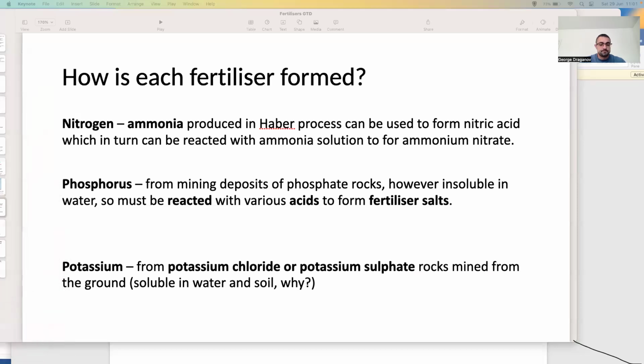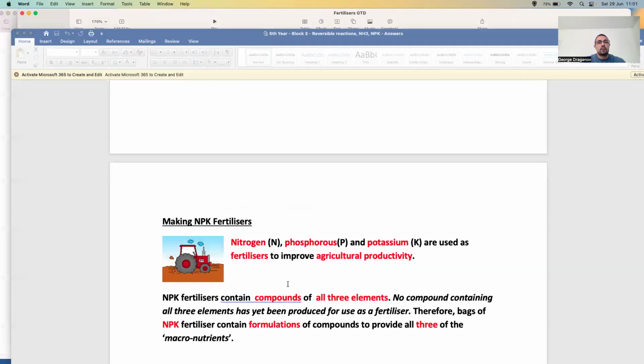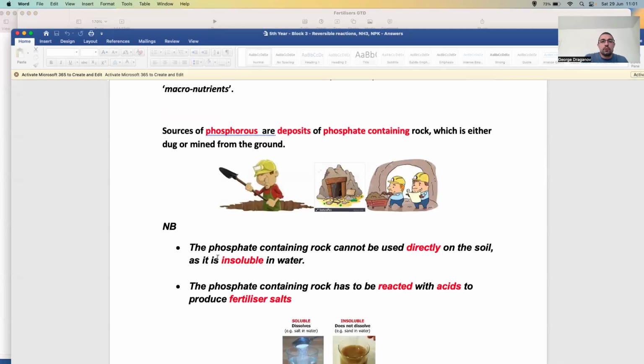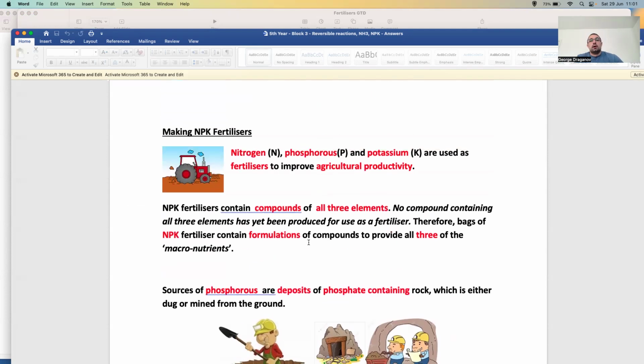Now, the harder ones are the phosphorus ones. So remember, the phosphorus one is insoluble in water, so it cannot be treated directly with water. It has to be reacted with an acid. And there are different product outcomes for each. For the potassium one, you can just dig it up from the ground and add water to it.